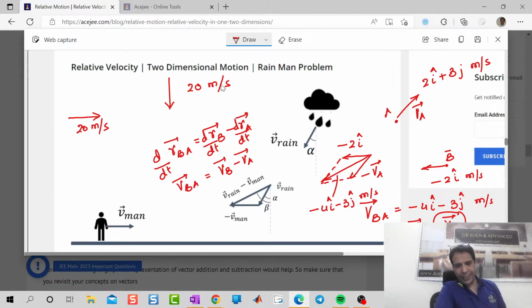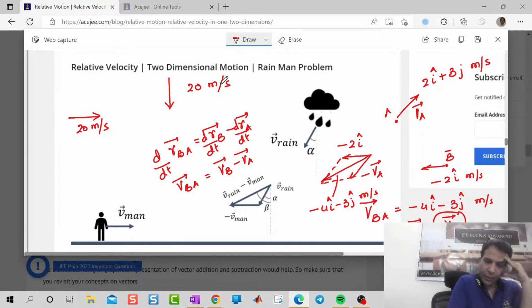So what will be the direction? If somebody were to ask you, Manan, how's the rain falling? What angle will you report that the raindrops are making with the vertical? What will you say, Vida? Sir, 45 degrees.